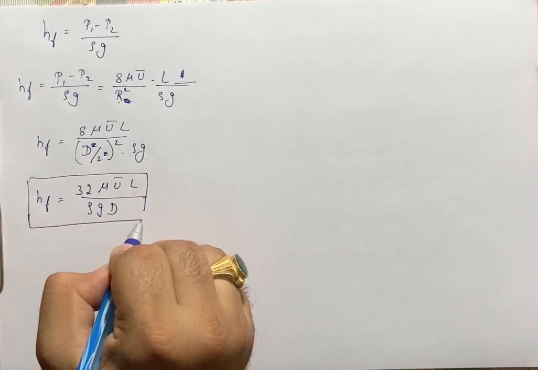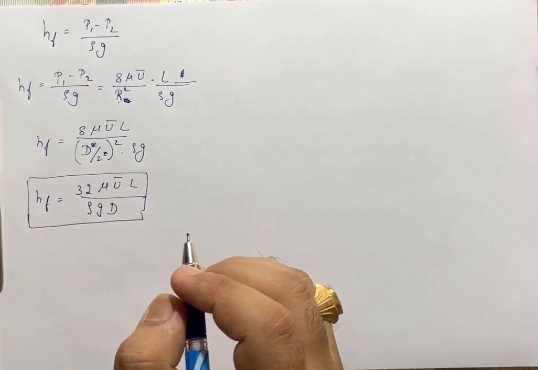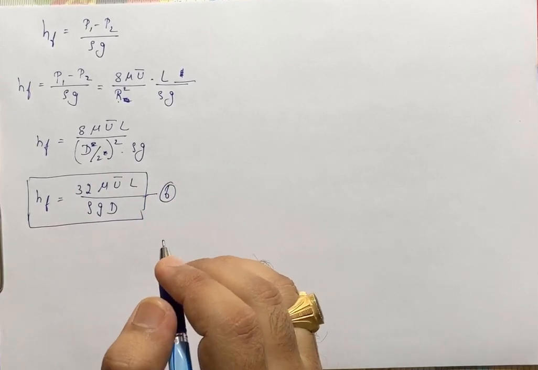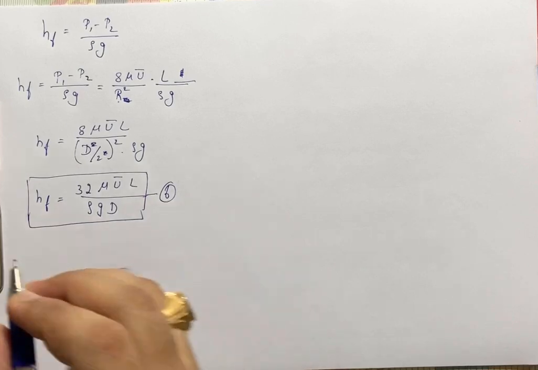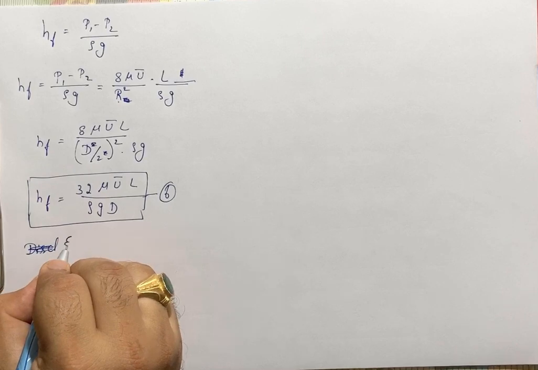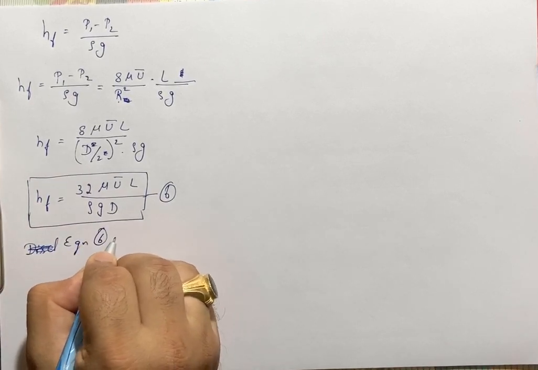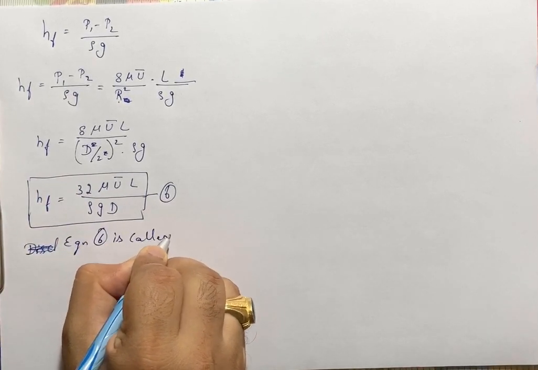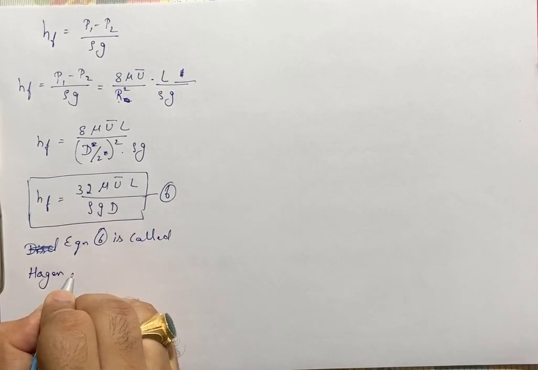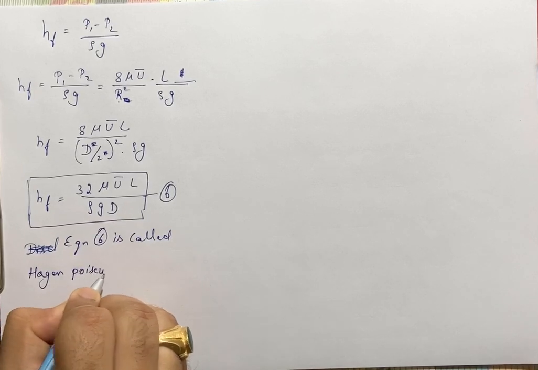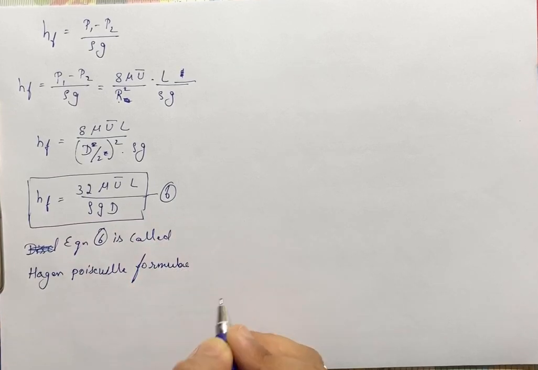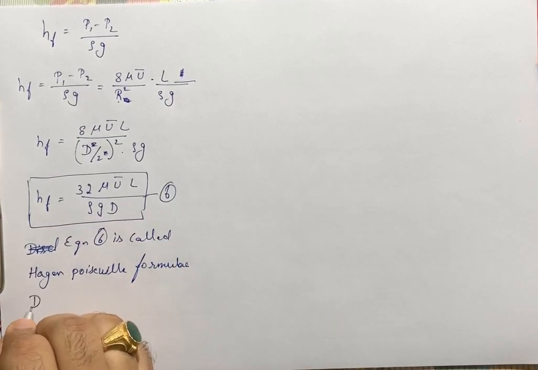This is the Hagen-Poiseuille equation. Let us call this equation number 6 here. This equation is called the Hagen-Poiseuille formula. Right. Now what is discharge?